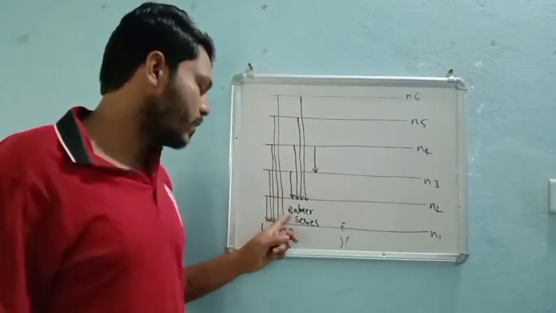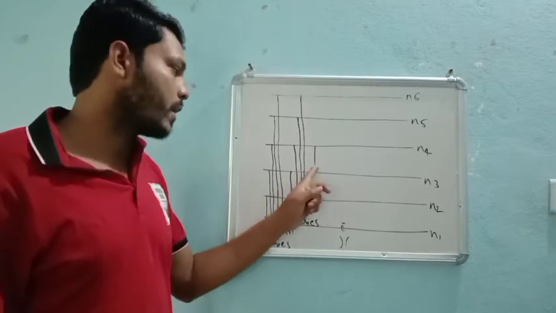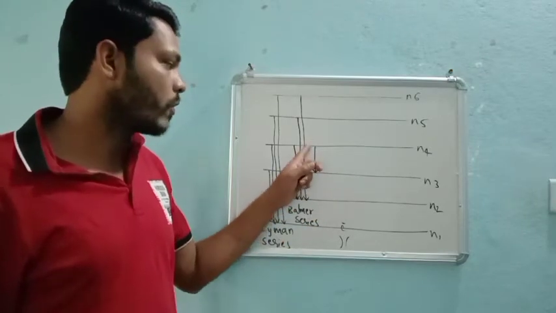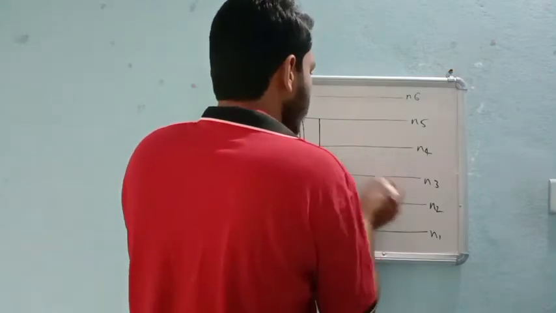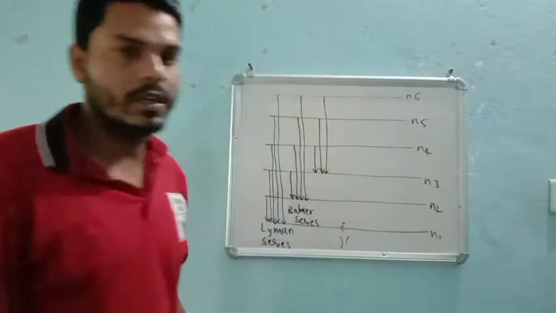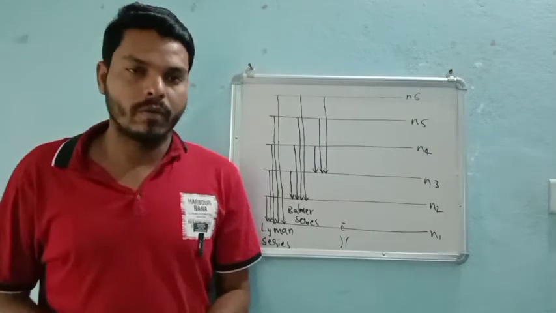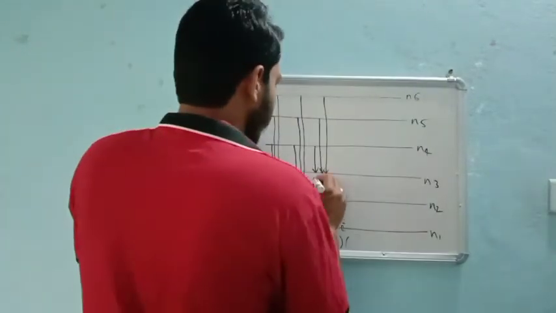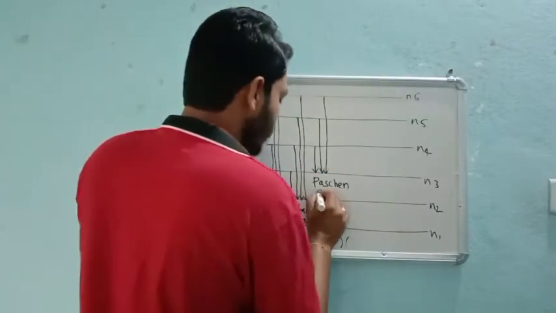He has rejected him. That means the ground state energy of the electron is this much. That's why the electron jumps from n3 to n4, or else n3 to n5, or else n3 to n6. These are the possible energy absorption capacities of the hydrogen electron. And his name was what? Paschen series. Paschen. So just see the spelling, Paschen series.